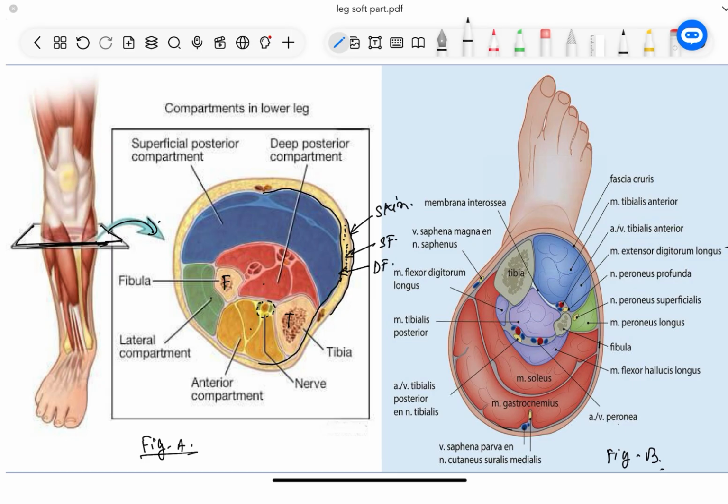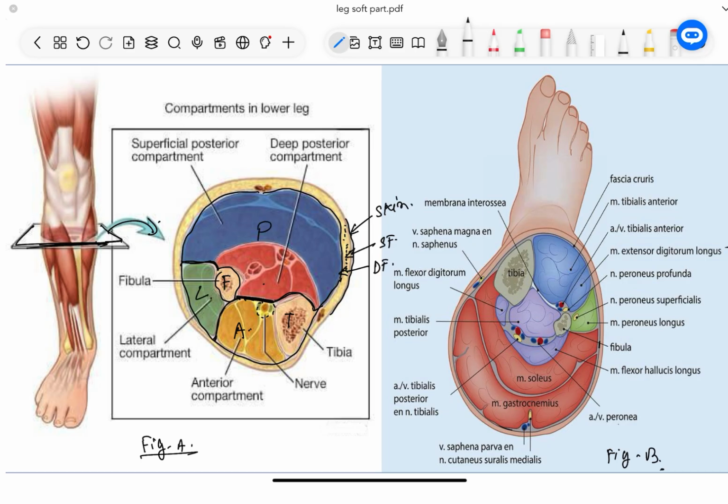The deep fascia encircles the whole leg circumference, and from it some septa start to move inward. Even in between the tibia and fibula there is an interosseous membrane, which can also be called a septum. These deep fascia septa move inside and divide the whole leg into small compartments. What are the compartments? Anterior compartment, lateral compartment and posterior compartment.